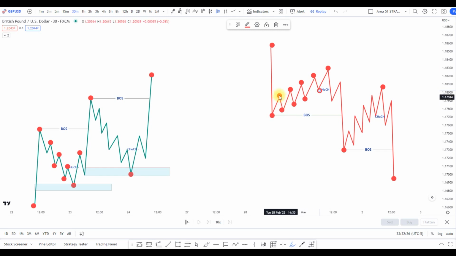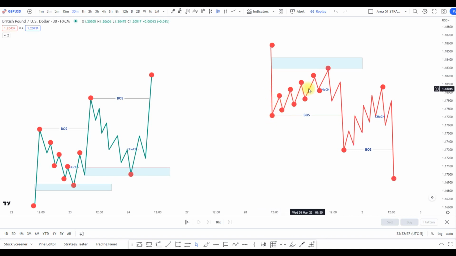Okay, so we have a higher high, higher low, higher high, higher low, higher high, higher low, higher high, higher low, higher high. So once it taps on a supply zone on the main market structure, it gives us that change of character, which is an indication of a reversal, or what you call a turning point.